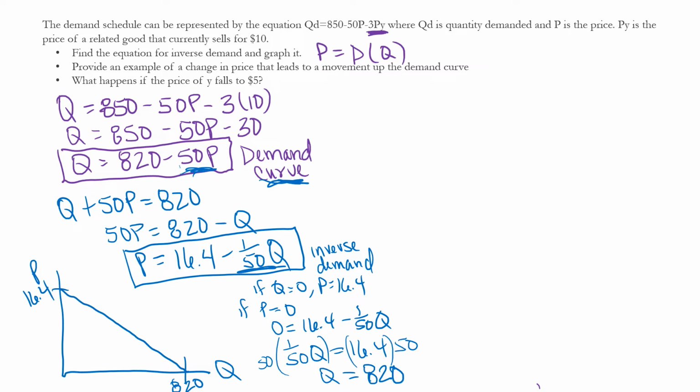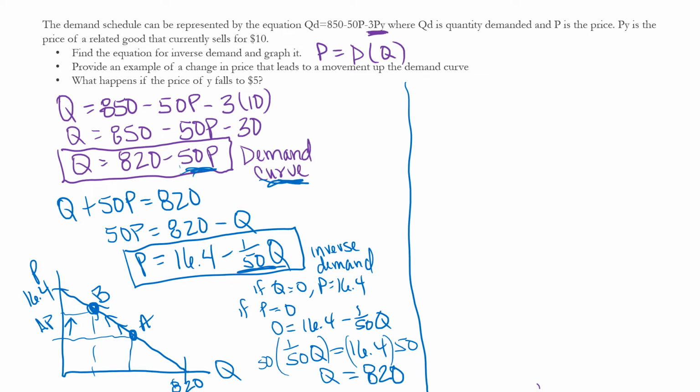So I've got my demand curve, my inverse demand curve. I want to provide an example of a change in price that leads to a movement up the demand curve. Well, if I want to move up the demand curve, I'll pick some random point A, and I want to go to some other point B. So in order to do that, what happens to price? Well, if we go from A to B, our price has to increase. So let's just pick two prices, right? It just says provide an example.